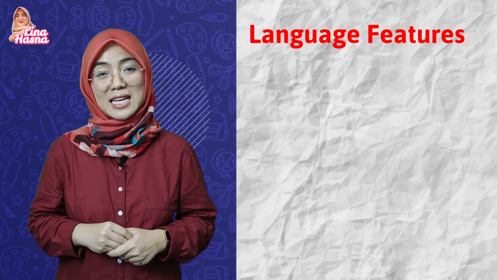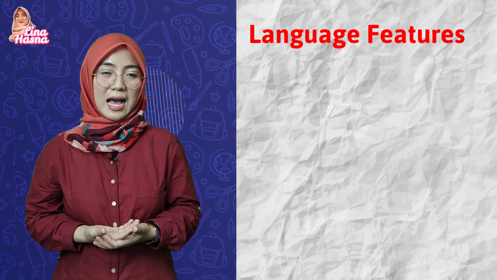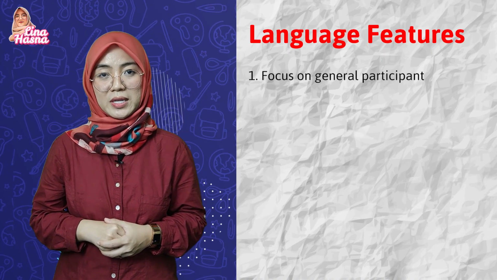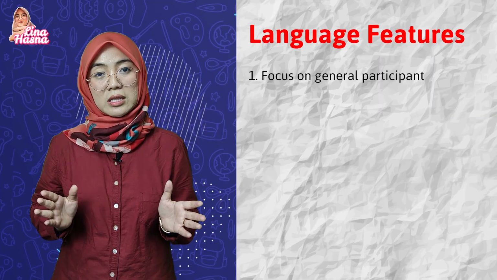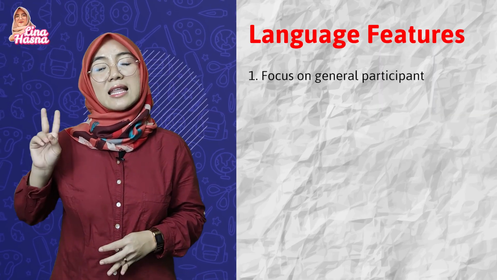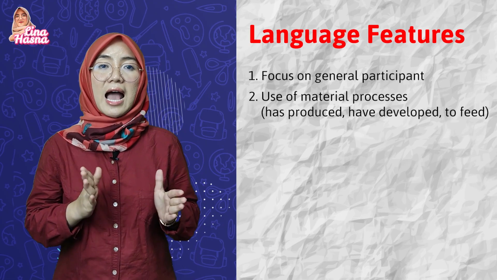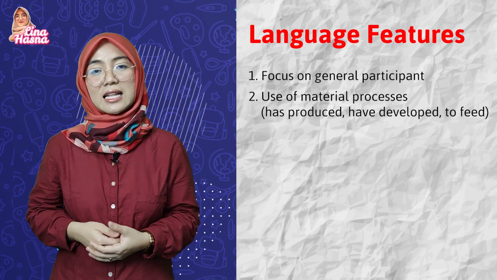Alright, let's move on to language features of the text. Sekarang kita akan membahas tentang kaidah kebahasaan dalam discussion text ini. First, focus on general participant. Jadi general participant ini adalah it's like a common noun atau kata benda umum. And then second, use of material process. For example, have finished, have produced, and etc.